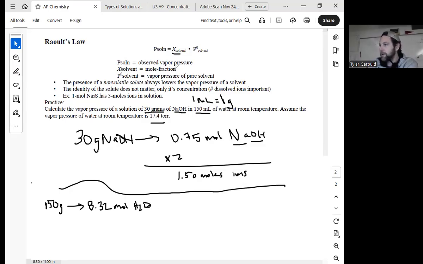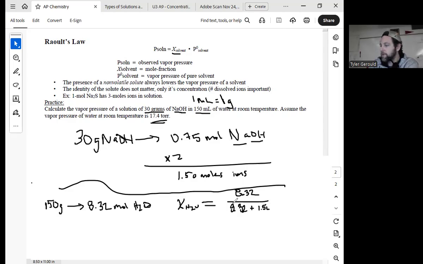And so the big thing for this one is we need to calculate the mole fraction of water and then multiply it by the pure pressure of water, and that vapor pressure of the solution, or the vapor pressure of water in solution, should go down. So here's the mole fraction of the solvent, which is water. So on the top, we're going to put water, which is the 8.32. And then on the bottom, we're going to put total moles, which is going to be 8.32 again, but plus our 1.5 moles of ions from the solute.